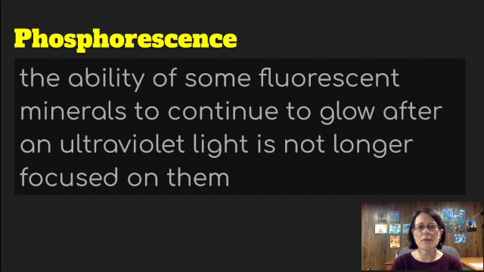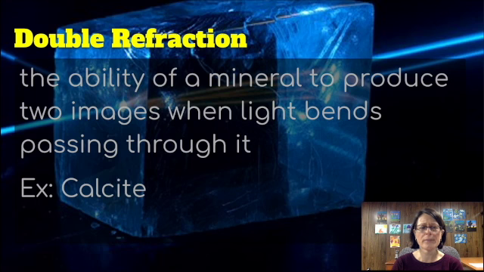Phosphorescence is the ability of some fluorescent minerals to continue to glow after an ultraviolet light is no longer focused on them. So that sample we saw before, if you took the light off of it and it kept glowing, then it would be phosphorescence. Not just fluorescence, if it continues to glow.